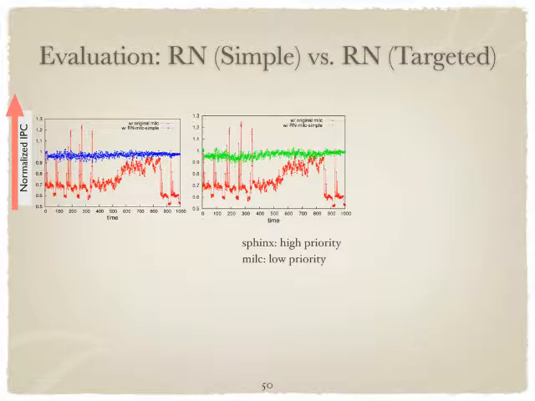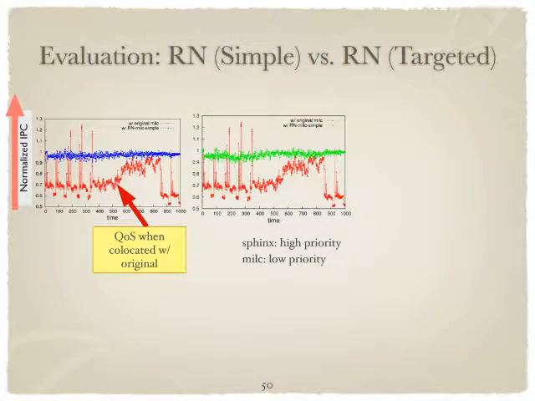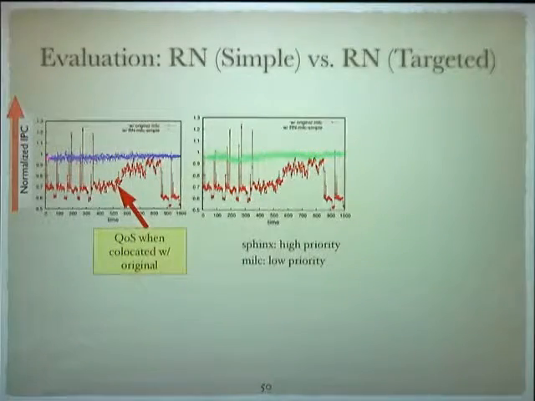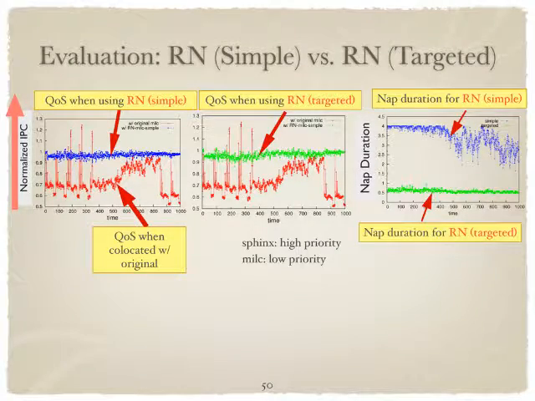All right, so let's take a look at another graph comparing simple and targeted. So again, the red line is QoS when co-located with original. The blue line here is simple when we apply it to simple, so it's actually fairly stable here. The green line is using targeted. So they have very similar experiments.